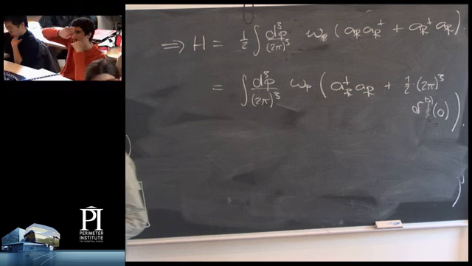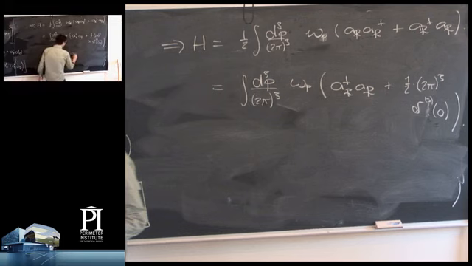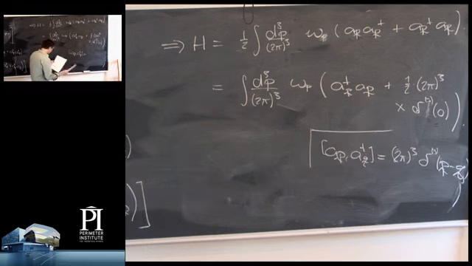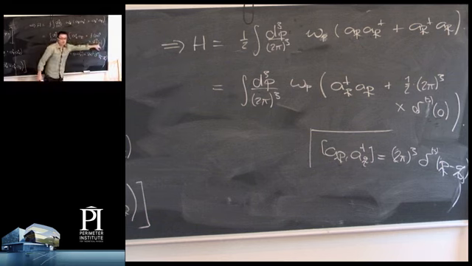Sorry, I missed the logic between the step on the top of the board and the step right under it. This is a p, a dagger q. Let me just make sure I get my minus signs right. Two pi cubed, delta 3 of p minus q. Oh, so it's this, yes, p is equal to q, which is giving us this delta. Yeah, thanks.